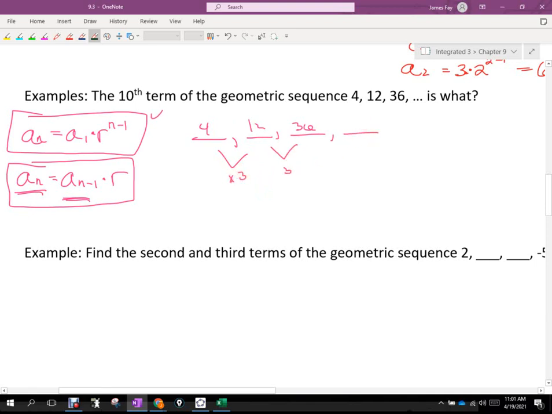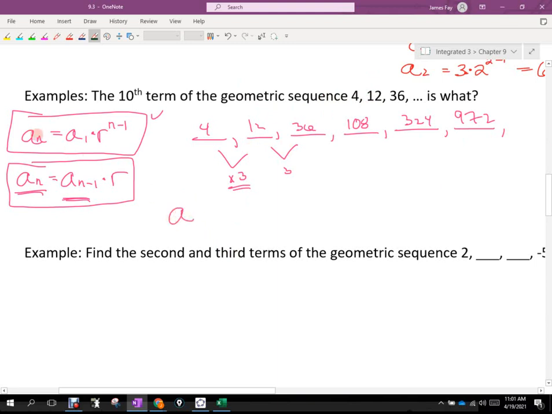So then I can say, well, 36 times 3, okay, 108. Then I can take 108 times 3, and I get 324. And 324 times 3 gives me, what, 972? I can take 972 times 3. I keep doing that until I get to the 10th spot, right? Was that going to be time-consuming? Yeah. Whereas I already know the r is 3.